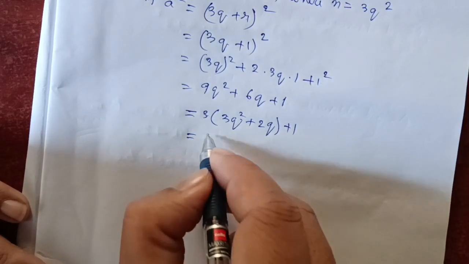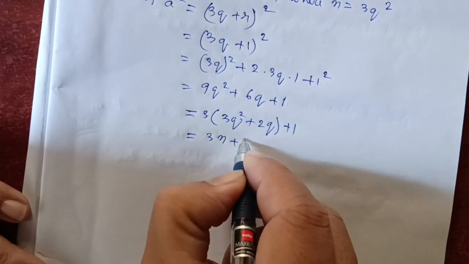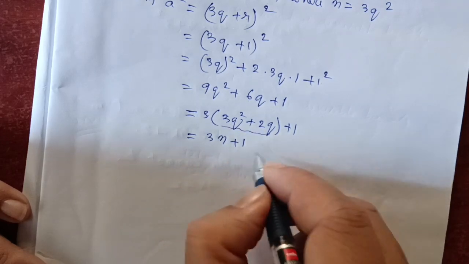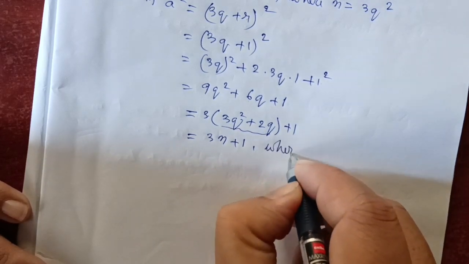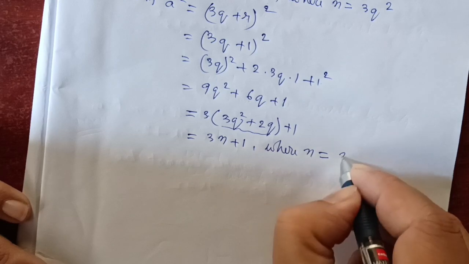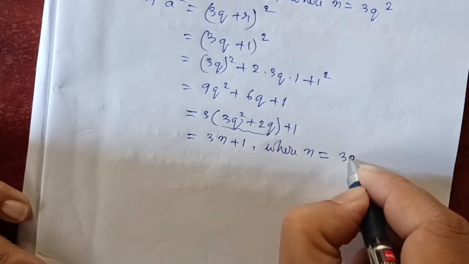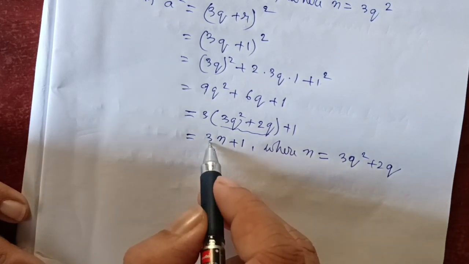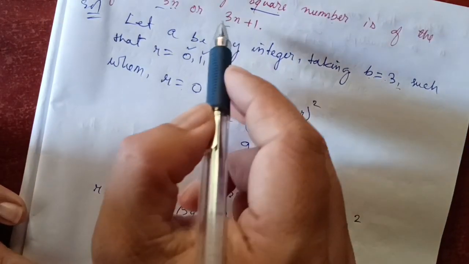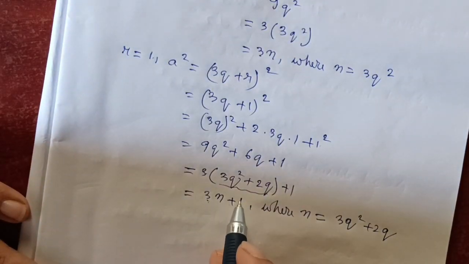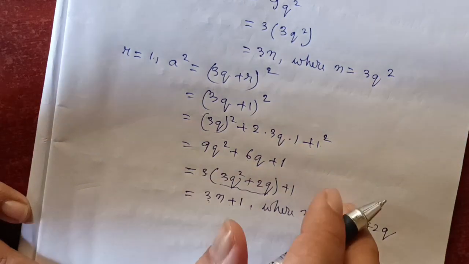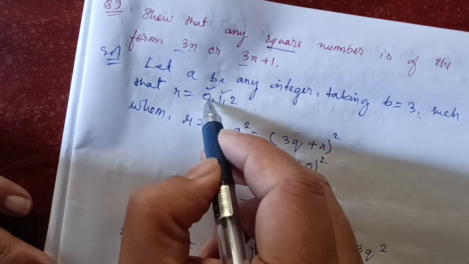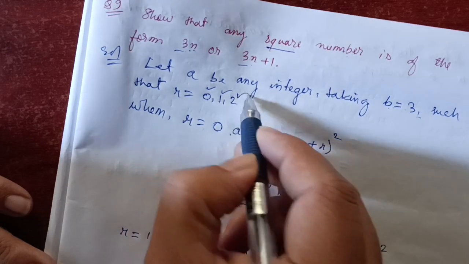The number inside the bracket, replace with n. You can show here where n equal to 3q square plus 2q. So we get thrice n plus 1. The question says we will be getting thrice n plus 1, so we are getting thrice n plus 1. Right. So we are left with only one number. 0 we have done, 1 done. Now 2.